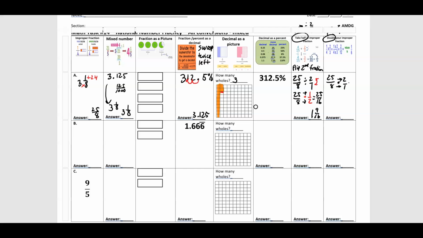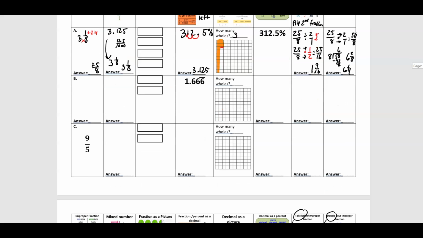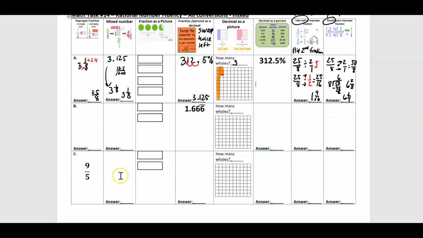And then 25 over 8 times 2 over 1. Multiply straight across. I get 50 over 8. 8 goes into 50 6 times, which is 48, with 2 left over. I would not accept 6 2/8 either, because you've got to simplify that by dividing both those by 2. It becomes 6 1/4. You're going to have a test Thursday, and one page of your test is going to look like your rational number fluency chart that we've been using.